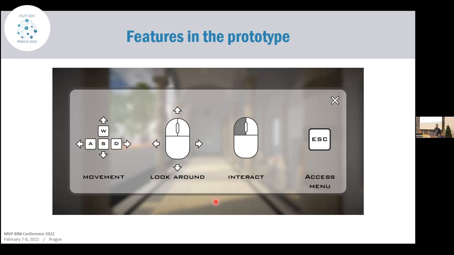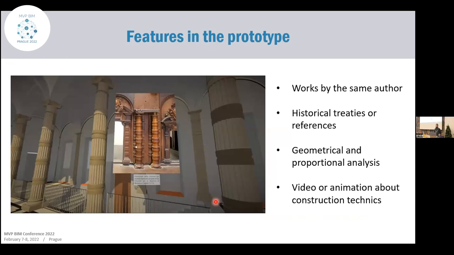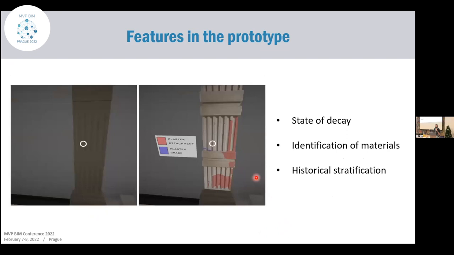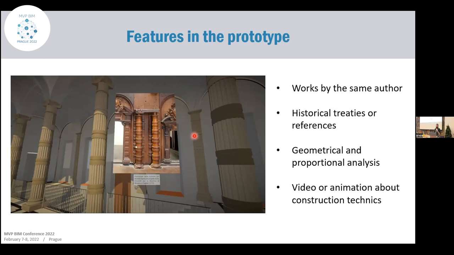At the moment, we implemented three types of interaction with the models, with the environment. The first one involves the opening of an information panel that can give the user some information, like, for example, other works of the same author, historical treatises, geometrical analysis, and video animation about construction techniques.